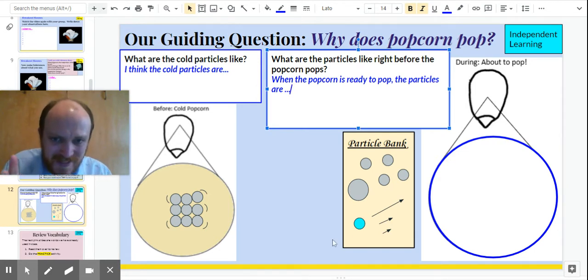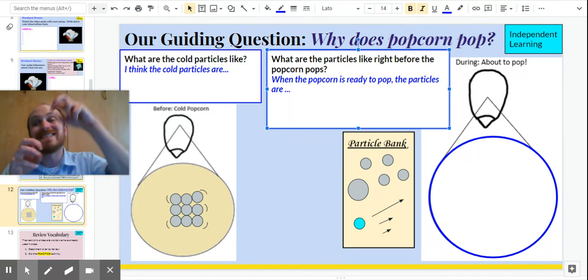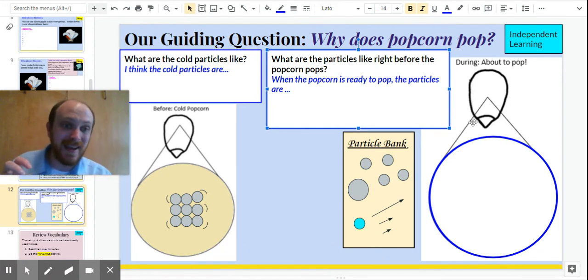So what I want you to do is I made this little particle bank for you. It's kind of a pinky yellow. I can't tell what color that is. It's called a particle bank. I want you to take things out of there and put them in the circle. Don't think you need to take all of them. But if you're using none of them, I'm not sure exactly what you're doing, okay?